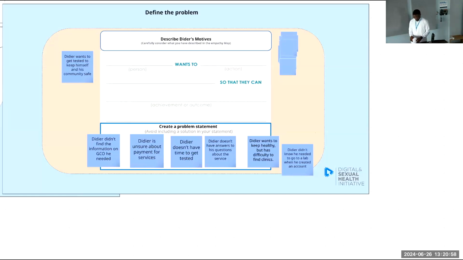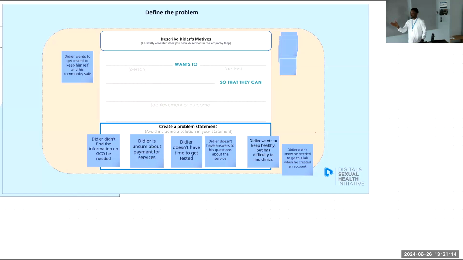So first off, I'm looking at those online. I see great statements around DDA not finding the information he needs on GetChecked Online. DDA is unsure about payment for services. DDA wants to keep healthy but has a difficult time finding clinics.